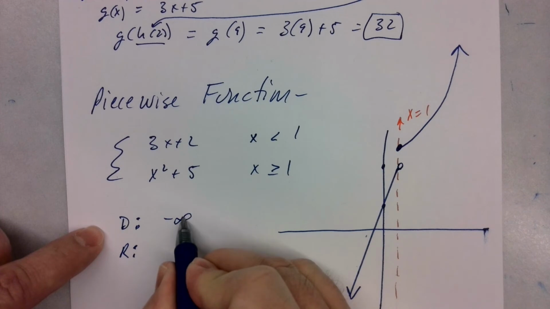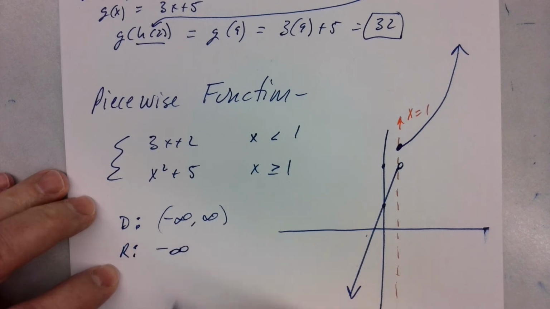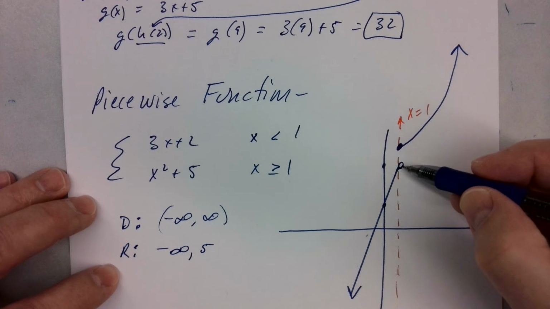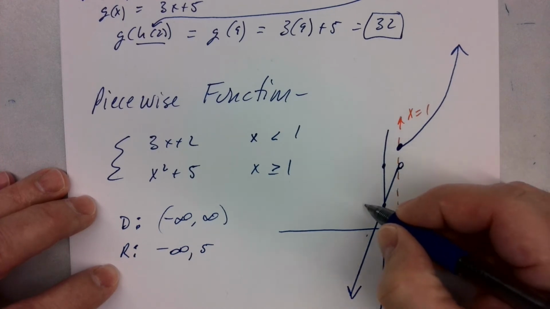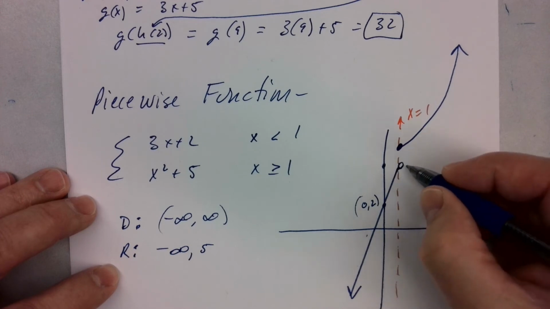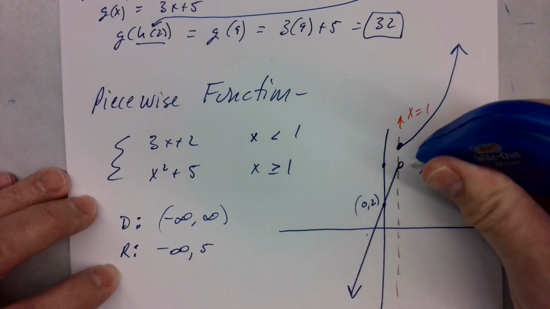It'd be negative infinity to positive infinity. Now, what about my range? Negative infinity to 5. It's going to go from negative infinity up to 5. Because, didn't we say that this was 0 and 2, right? And then from there, didn't I go up 3 and to the right 1? Which made this point 5 and 1. Or no, 1 and 5, right?